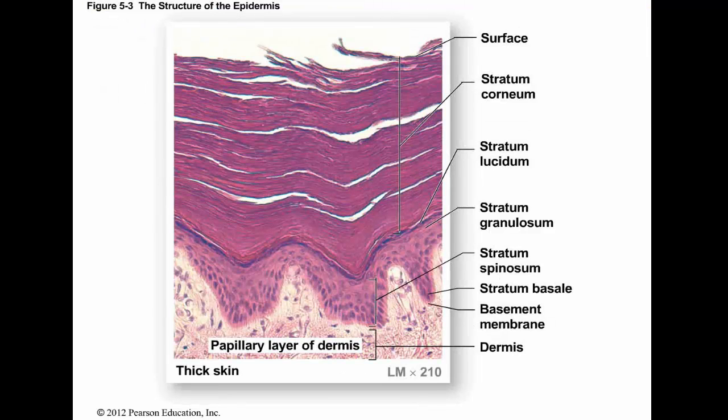So you can see at the top of this micrograph that you've got the stratum corneum starting to peel away, and then you've got the stratum lucidum, next layer, the stratum granulosum, the stratum spinosum, the stratum basale, the basement membrane, and then you've got the dermis. So the epidermis is on top of the dermis.